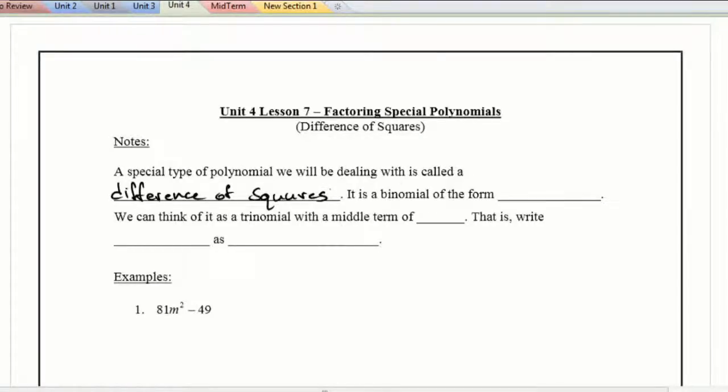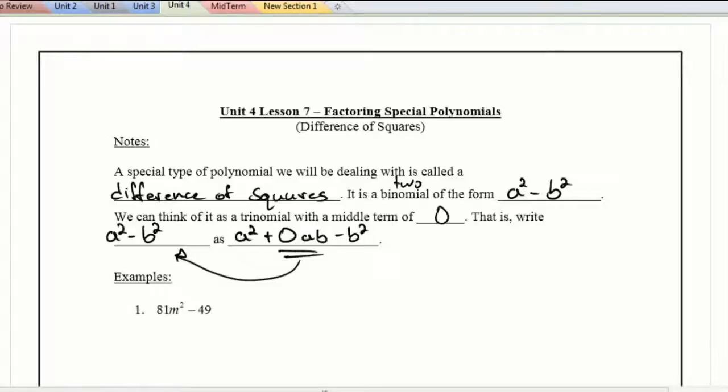It's a binomial. Remember, binomial means two terms, of the form a squared minus b squared, where a and b can really just be anything as long as they're both squared. So we can think of it as a trinomial with a middle term of 0. Instead of writing a squared minus b squared, we would write it as a squared plus 0ab minus b squared. This middle term is 0. We can just write it like this. We don't need to write it in there.